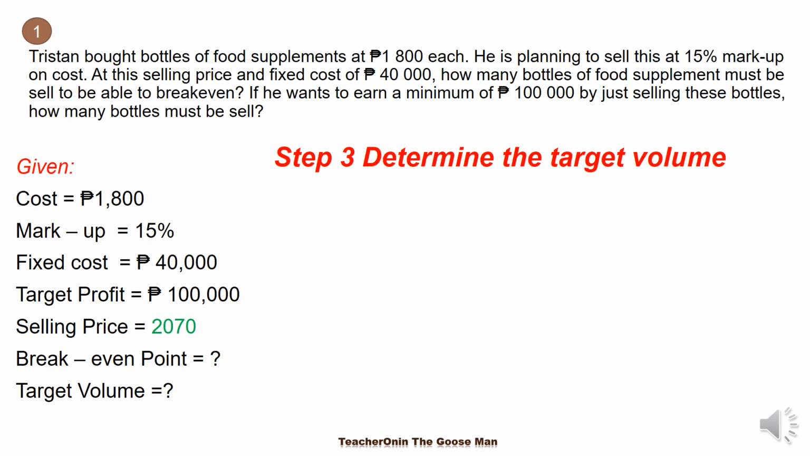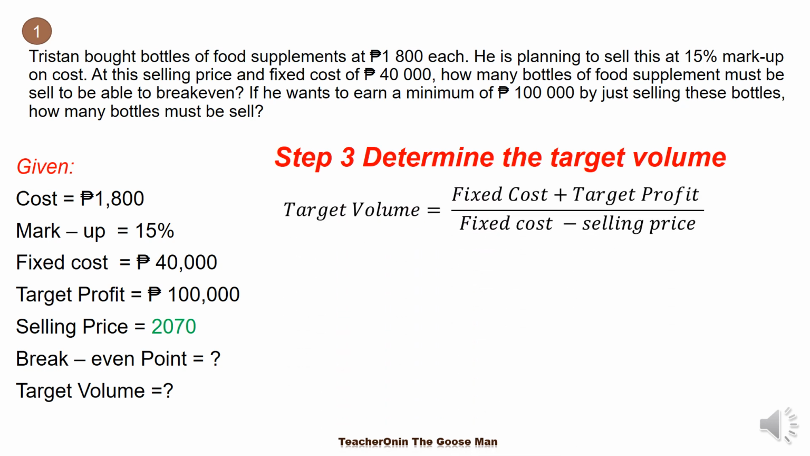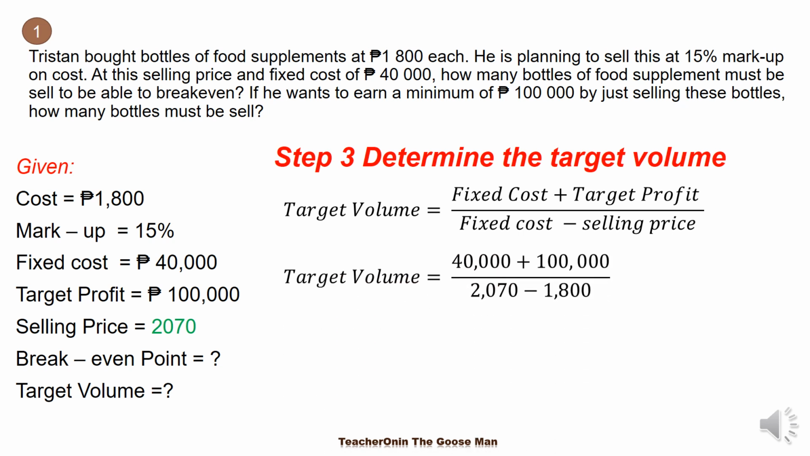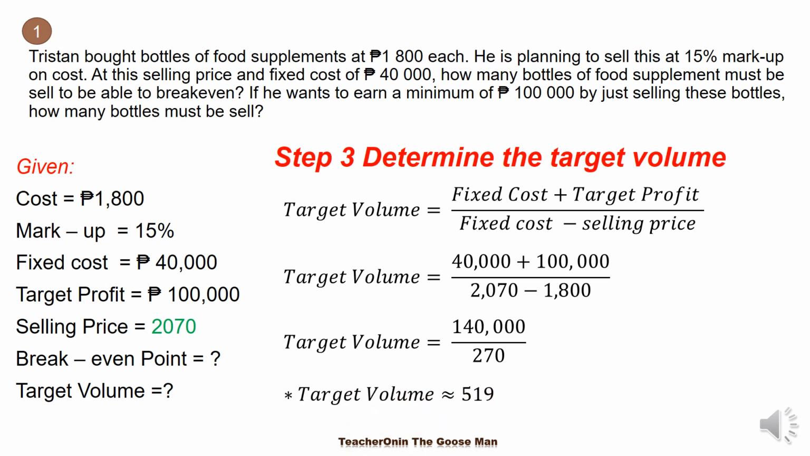Let's move on to step number 3. This time, we would like to determine the target volume. The target volume is equal to fixed cost plus the target profit divided by the selling price minus the variable cost. Take note that the fixed cost is 40,000 and your target profit is 100,000 pesos, divided by 2,070 minus 1,800. So I have 140,000 divided by 270. Take note that the target volume is 519. This is rounded up to the next whole number.